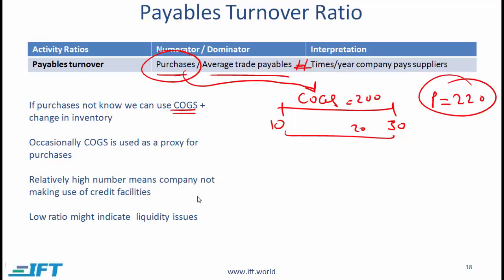In terms of interpreting the numbers, a relatively high number for the payables turnover ratio would mean that a company is not making good use of credit facilities. A very low ratio might indicate possible liquidity problems.